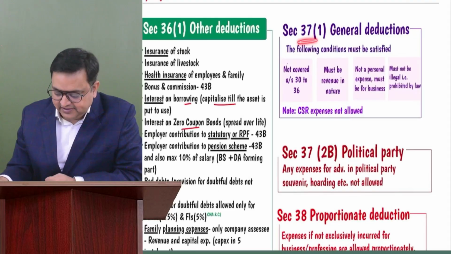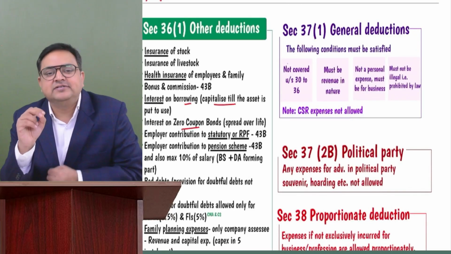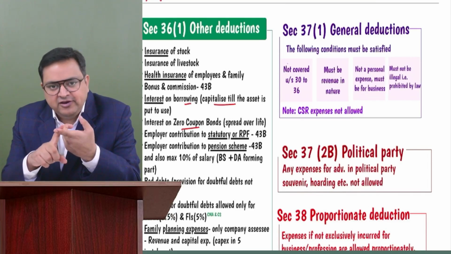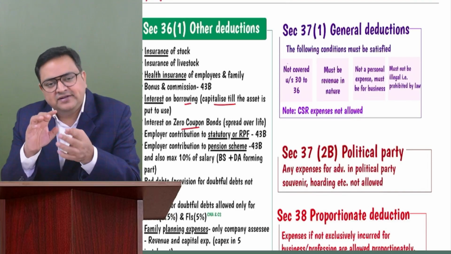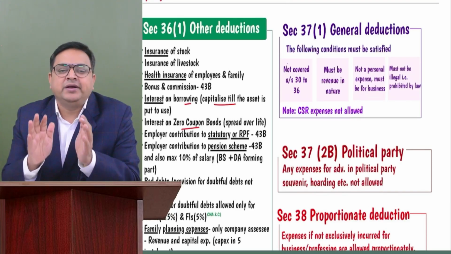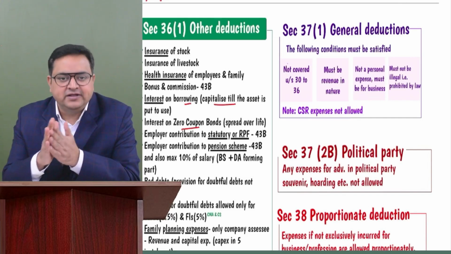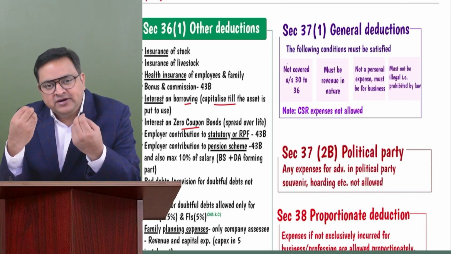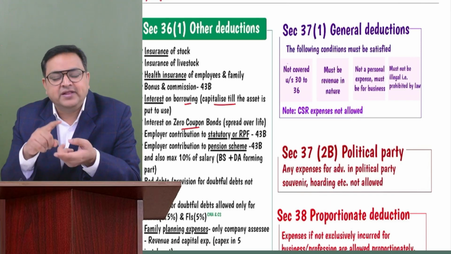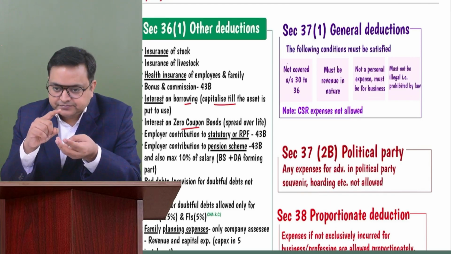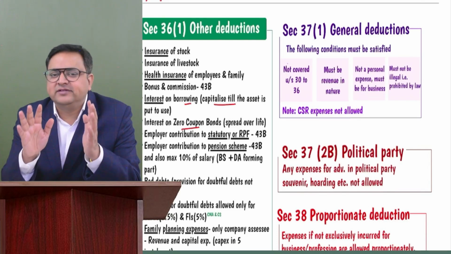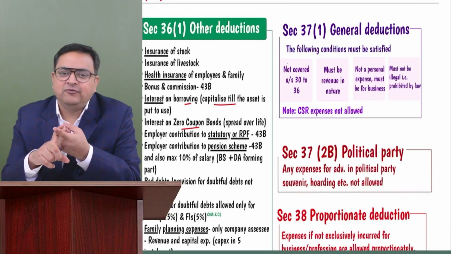Now section 37, a general deduction. Section 37 simply says that any revenue expense, if it is for business purpose, is allowed under section 37, provided it is not covered under sections 30 to 36. Mainly, in business, 99% of expenses are allowed under section 37, like purchases, salary, for example telephone expenses, advertisement expenses. These all are allowed under section 37. You just have to fulfill the conditions.